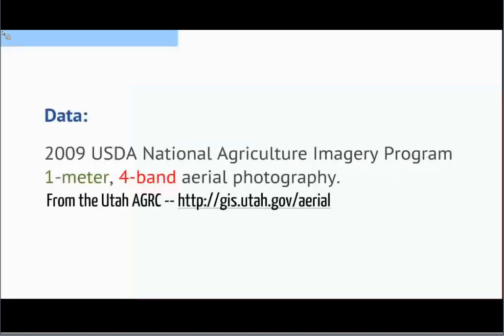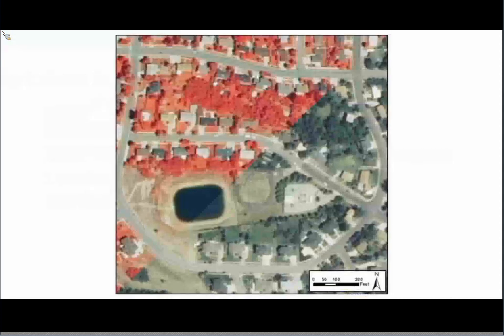The data that we used here was as simple as it could get. We used the 2009 USDA NAIP, National Agricultural Imagery Program data, which is 1 meter spatial resolution, 4-band, meaning that we can see red, green, blue, and near infrared in the electromagnetic spectrum, aerial photography, which is freely available. We intended on keeping our costs low. We wanted to make sure that we were just using data that was available. We didn't incorporate things such as LiDAR or other multispectral imagery. We kept it quite simple.